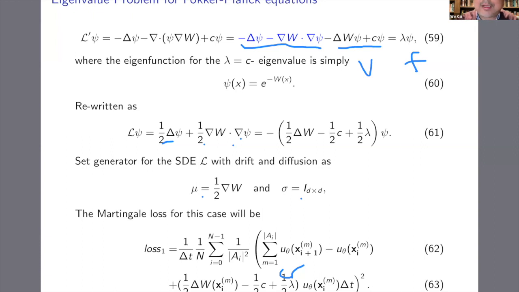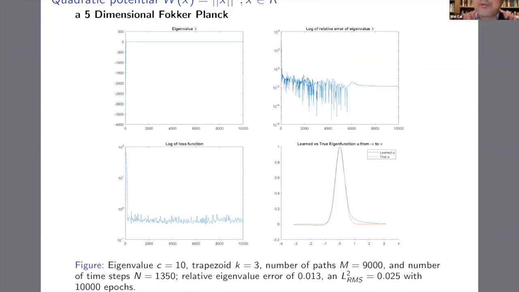So let's see how it looks for the eigenvalues. This is 5 dimensions. The eigenvalue in this case is 5, and it starts with a very big error. They start quickly, and you catch up to the 5. And this is the eigenfunction. See, we can get the eigenfunction in the whole domain. You have the exact eigenfunction, it's a Gaussian, so you can compare.